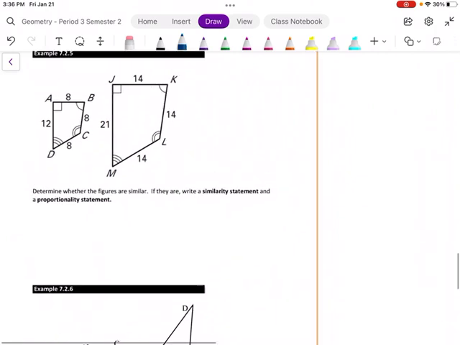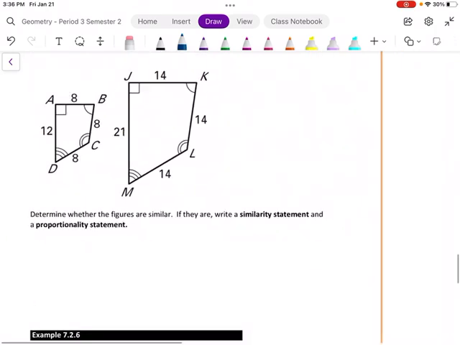All right, our next example, we are going to determine whether the figures are similar. So if they're similar, that means they're going to have 4 congruent angles between the 2 shapes. And they both have right angles, and then the angles that are congruent to each other in the corresponding spots. So we know all their angles are congruent. Now we need to make sure that all of their proportions are congruent.